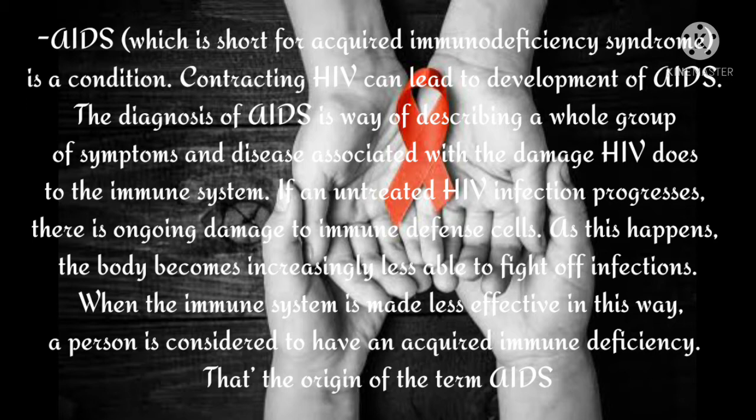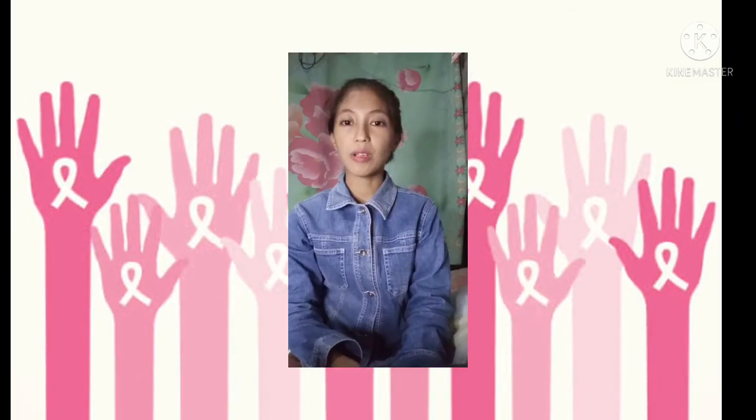If an untreated HIV infection progresses, there is ongoing damage to immune defense cells. As this happens, the body becomes increasingly less able to fight off infections. When the immune system is made less effective in this way, a person is considered to have an acquired immune deficiency. That's the origin of the term AIDS.